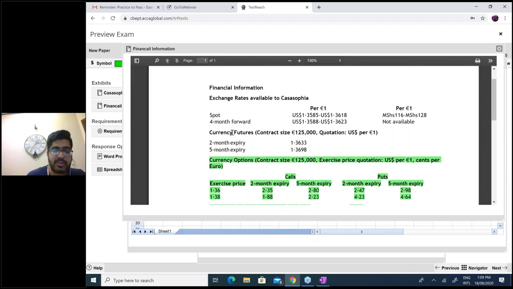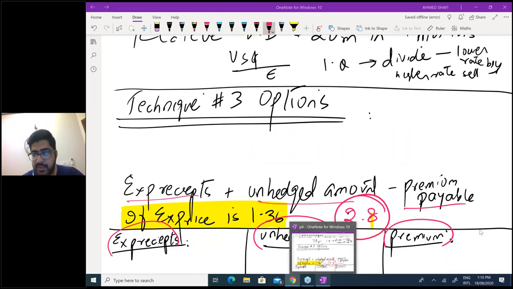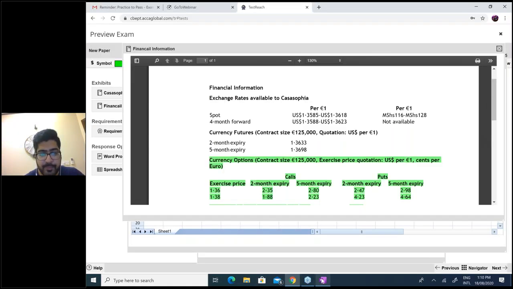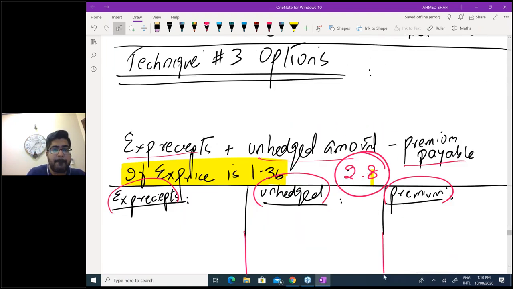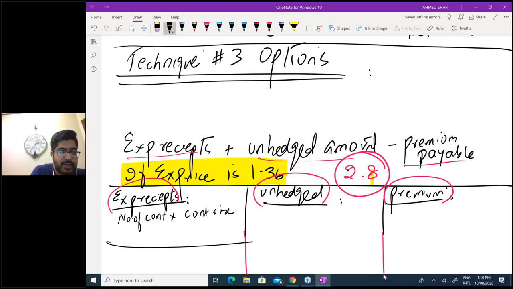Okay, now let's start the working and finish it. The first thing we have to do is to find expected receipts. Now, how do you find expected receipts? Remember, it's number of contracts into contract size. Number of contracts is expected receipts or payments divided by exercise price. What is the exercise price I'm using? 1.36 over contract size. It's 125,000, so 0.125 million.